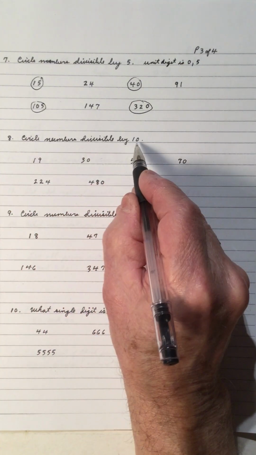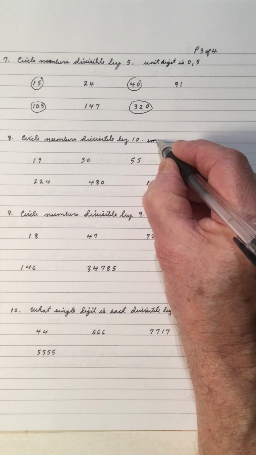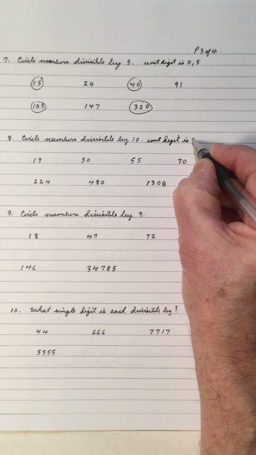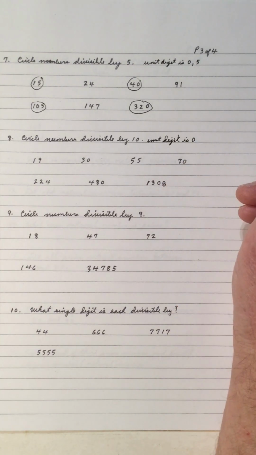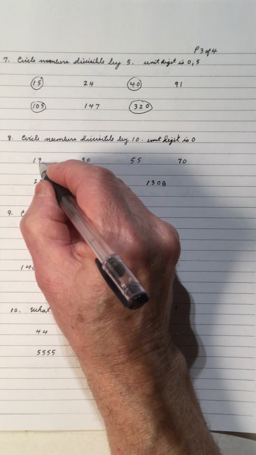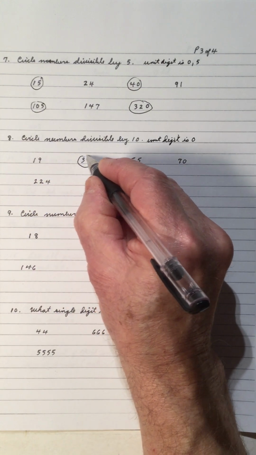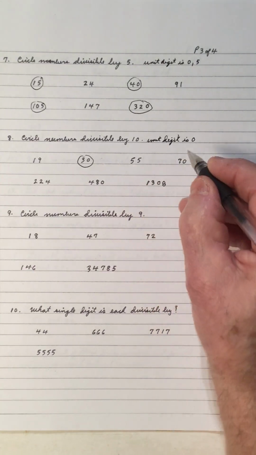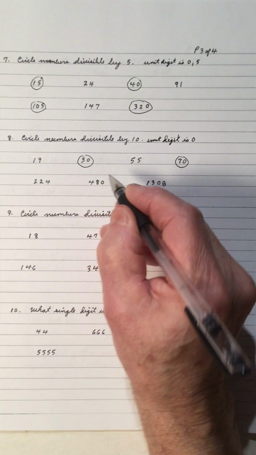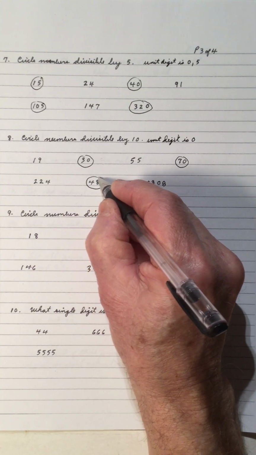What about a number divisible by 10? If it's divisible by 10, that means the unit digit is 0. So if there's a 0 on the right side, the number is divisible by 10. No, this one's not divisible. It ends in a 9. Ends in a 0, divisible by 10. Ends in a 5, not divisible. Ends in a 0, divisible by 10. Ends in 4, not divisible. Ends in 0, 480 is divisible by 10.